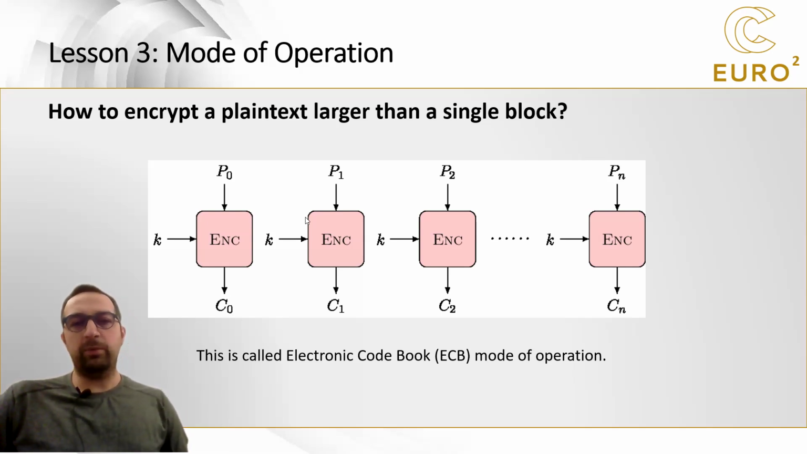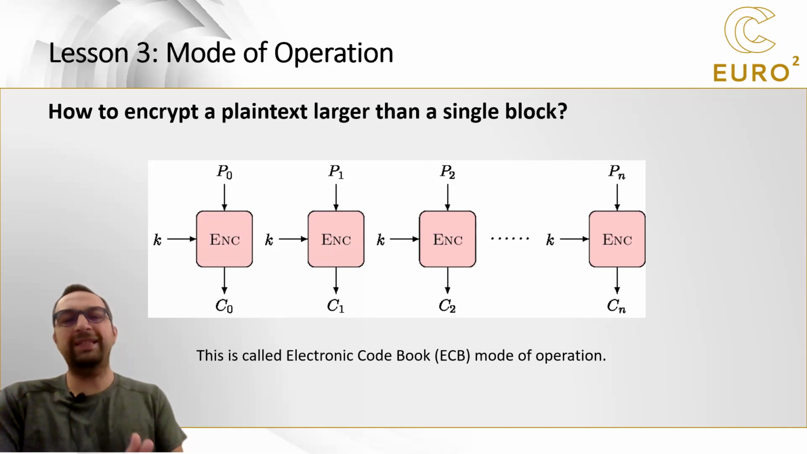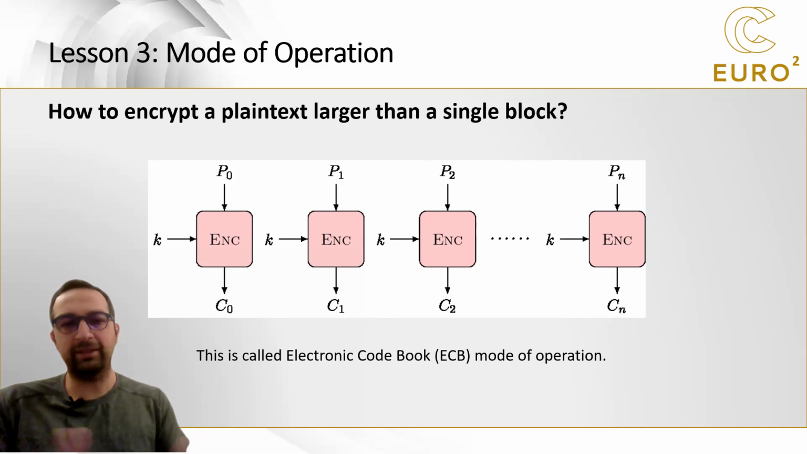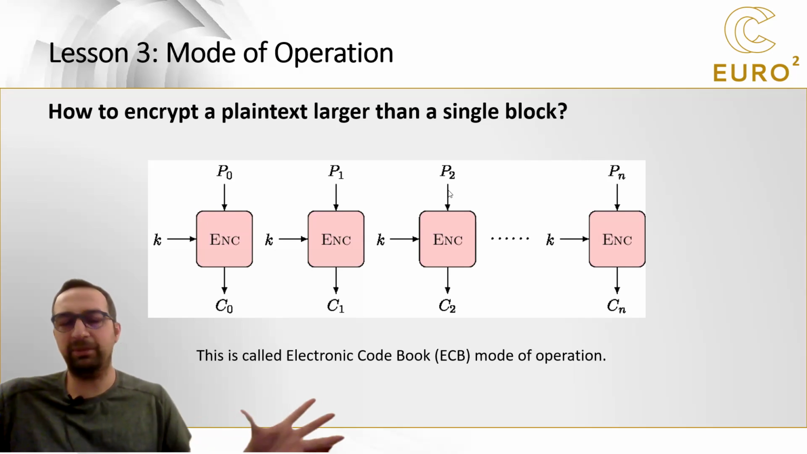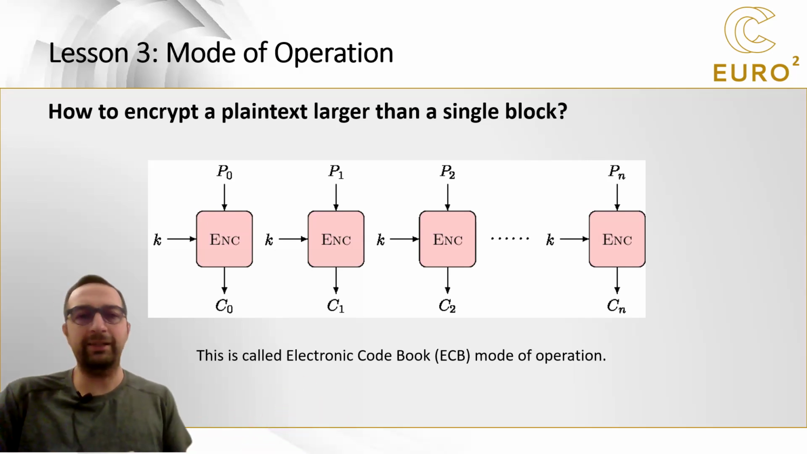Since we are doing the same operation, because a block cipher is a fixed transformation, if two blocks are identical, for instance, if P1 and P2 are identical, since we are encrypting them with the same secret key, C1 and C2 will be identical too. So this actually leaks information about the plaintext. You might think that this might rarely happen because we are dividing the plaintext into 128-bit blocks, so it might be highly unlikely that there will be two identical blocks.